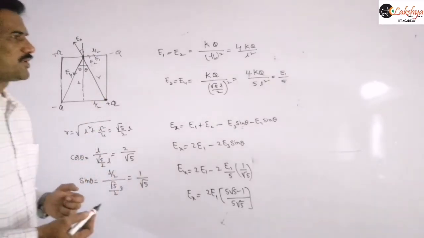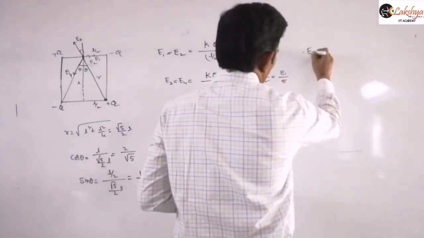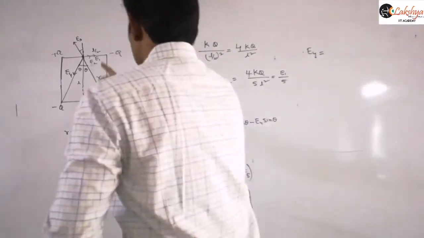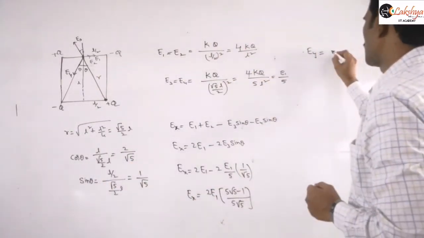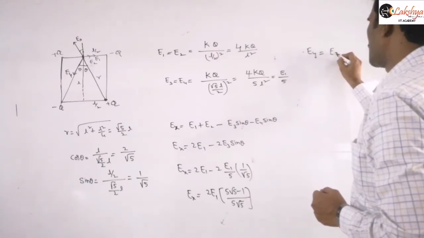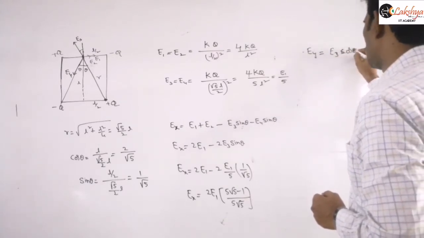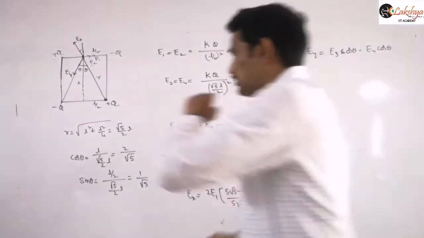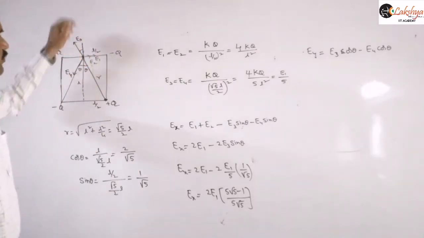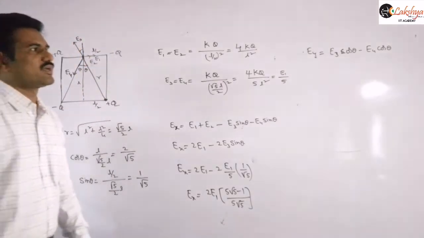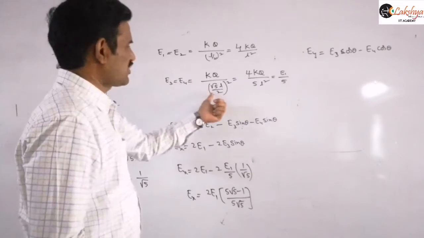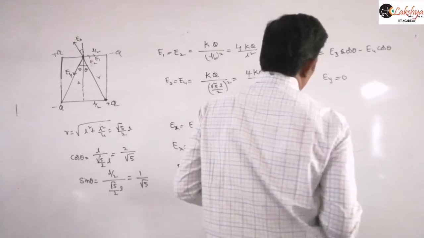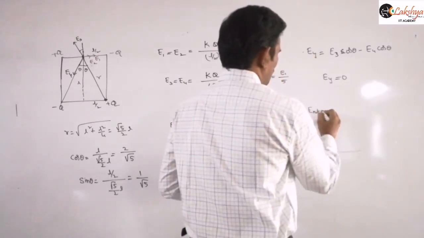Next similarly, if you want to find the y component of the field, you can observe this. If I write the y component of the field there, that means E3 cos theta minus E4 cos theta we need to write. Because E3 cos theta will be in the upward direction, E4 cos theta will be in the downward direction. And we discussed already, these two are equal in magnitude, and therefore the y component of this field will be 0. Therefore our net field is nothing but our Ex only.